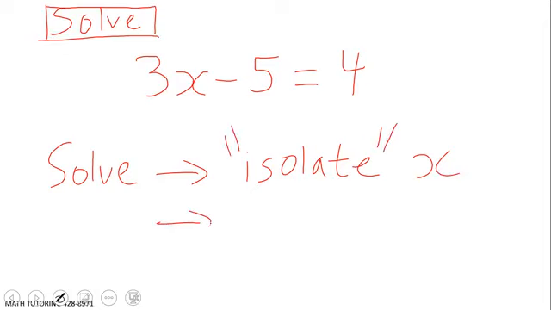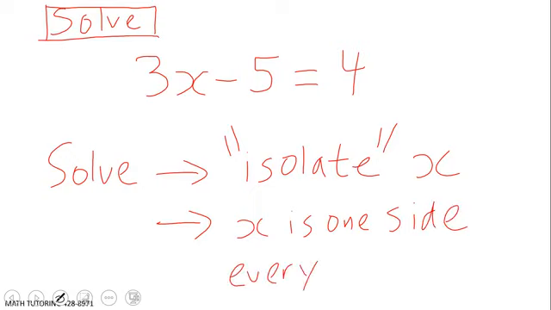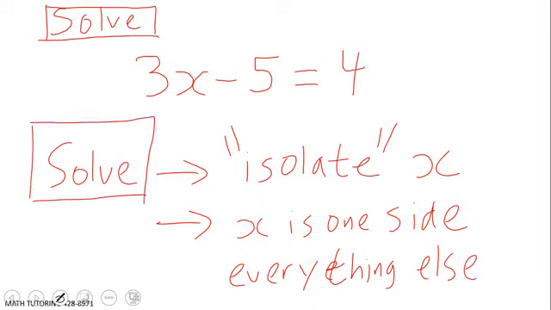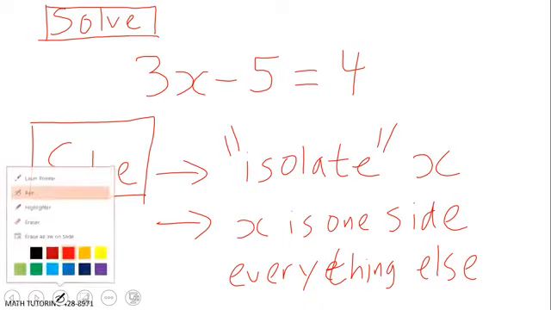What do you mean by isolate? We want to make x by itself, right? So we want to make sure that x is on one side of the equation and everything else is on the other side. So when we say solve the linear equation, what we mean is we want to isolate x, make x by itself, all right? And x is going to be by itself on one side and everything else is going to be on the other side. Currently, x is not by itself.